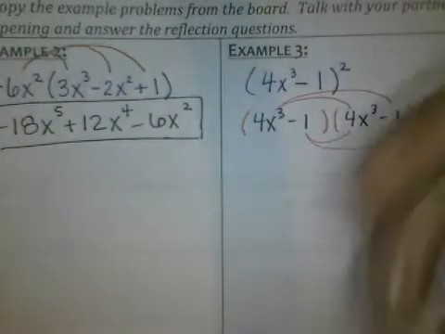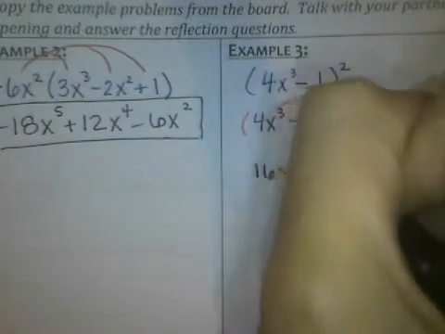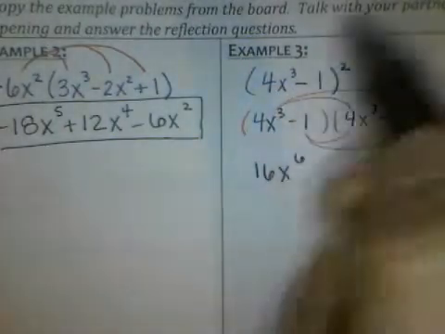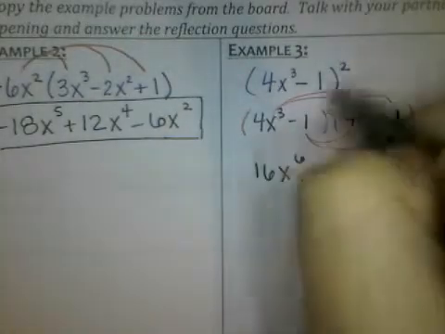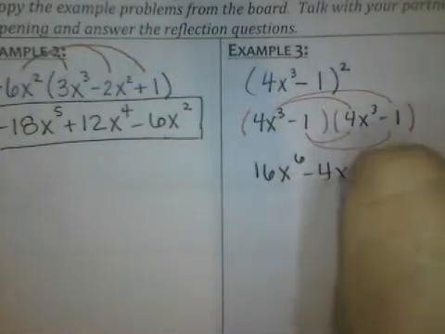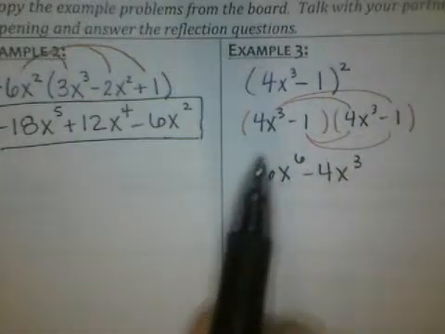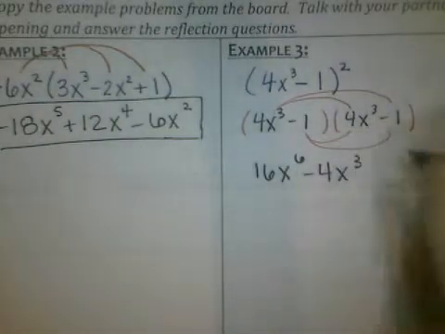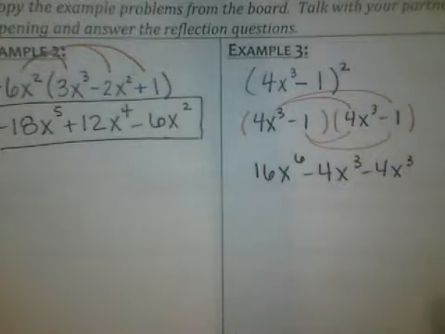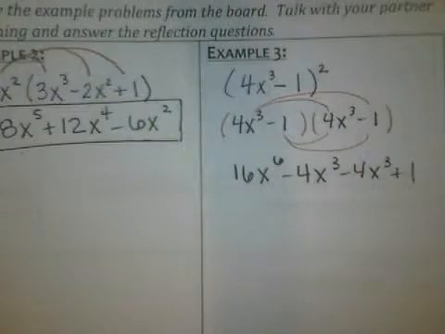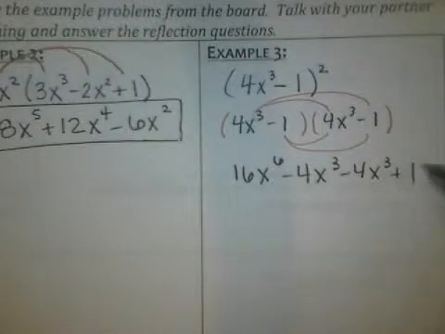4x cubed times 4x cubed is 16x to the 6th. We're multiplying, so we add exponents. 4x cubed times negative 1 is negative 4x cubed. Negative 1 times 4x cubed is another negative 4x cubed. And negative 1 times negative 1 is positive 1. For some reason, I'm not really sure why, a lot of people end up with the wrong sign there. So be a little careful with that last term. It's kind of a common mistake.